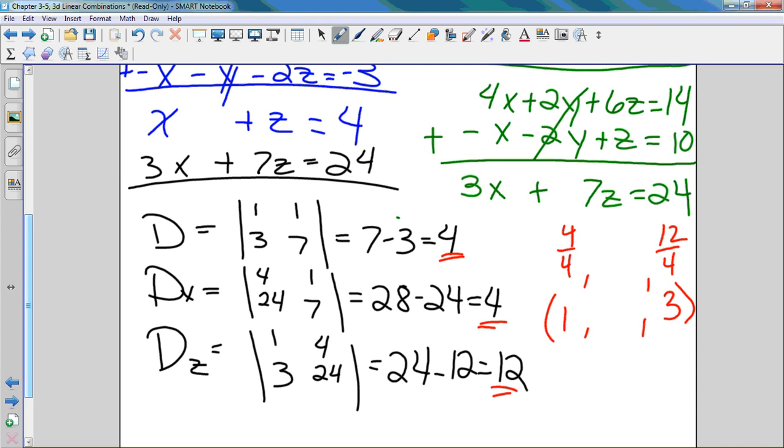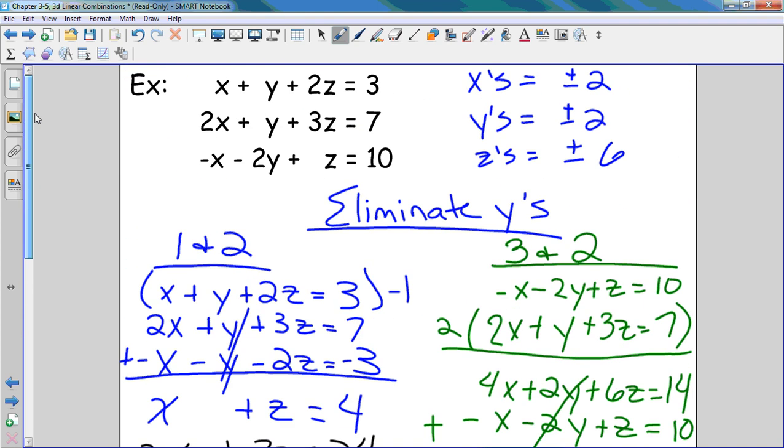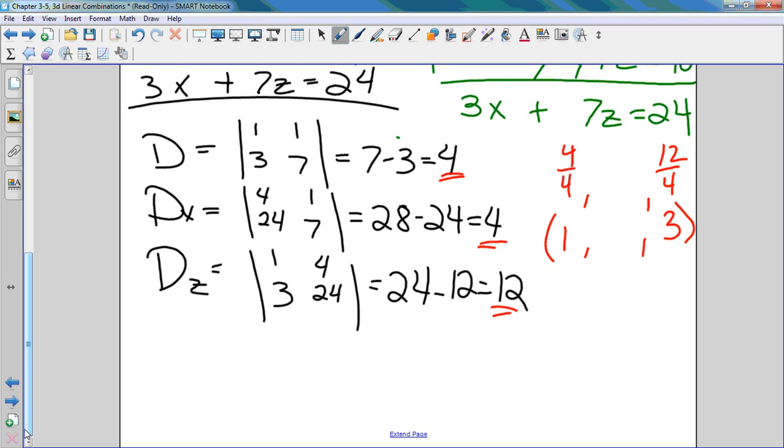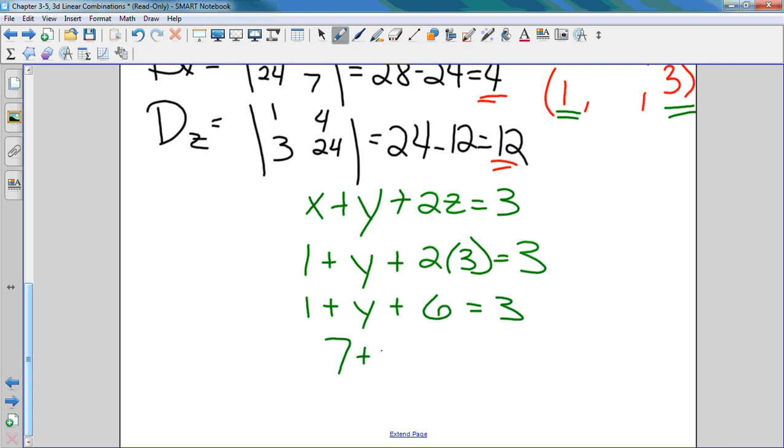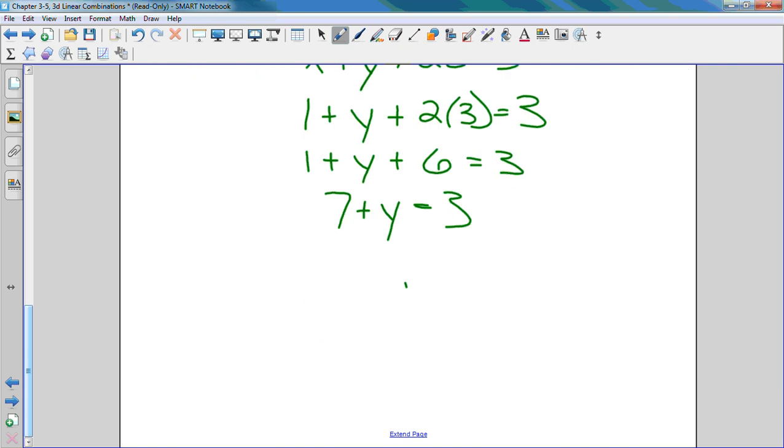What do you do with the other variable? Okay, now, I know what x is, I know what z is, how do I find y? Yeah, you go up to the original equations and plug it in. So I have x plus y plus 2z equals 3. I'm just using equation 1. I'm going to plug in x, plug in z. So I have 1 plus y plus 2 times 3 equals 3. And I'm just going to finish. So I have 7 plus y equals 3. Subtract 7. Y is negative 4. So, what is my point of intersection?